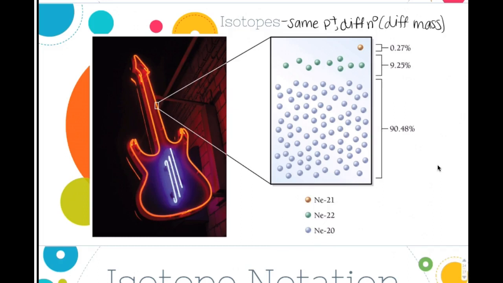And so here is a sample of neon. A sample of neon is 90% neon-20, 9% neon-22, and 0.27% neon-21. So the most abundant is the one with the highest percentage. So the most abundant one is neon with a mass of 20.